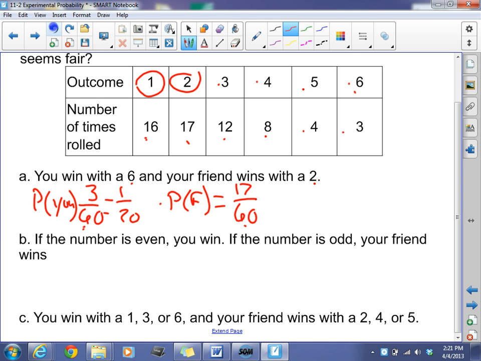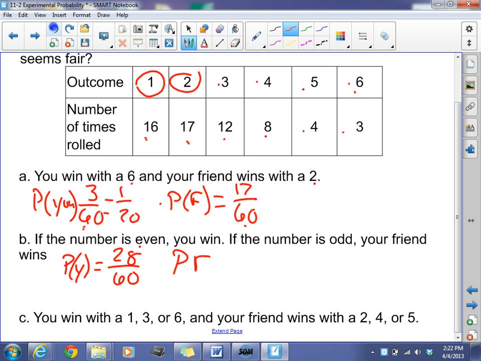Alright, so let's keep on going. Let's see what this next one is. If the number is even, you win. If the number is odd, your friend wins. Alright, so let's see. Even numbers, so P of Y, that's probability for you, is going to be, so I have, even numbers are going to be 2, 4, and 6. So I have 17 plus 8 is going to be 25, 26, 27, 28. So it's going to be 28 over 60. Remember, there are 60 trials. 17 plus 8 plus 3 is going to be 28.